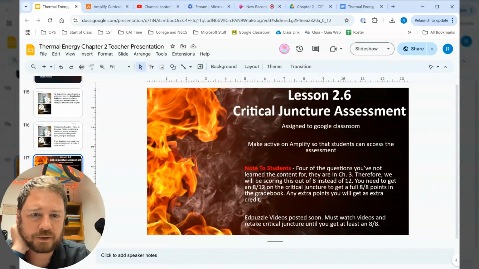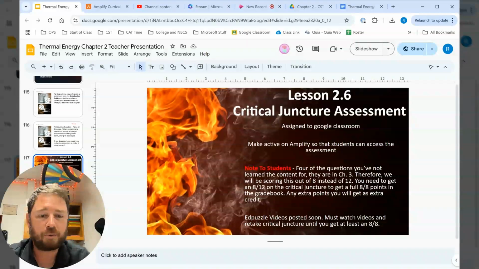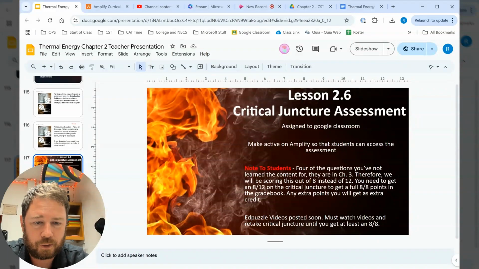All right, last thing is the critical juncture assessment. This is in Google Classroom. 4 of the questions on this critical juncture you've actually not learned the content for because they are in Chapter 3. Therefore, we will be scoring this out of 8 instead of 12. You need to get at least an 8 out of 12 on the critical juncture to get a full 8 out of 8 points in the grade book. Any extra points you will get as extra credit.